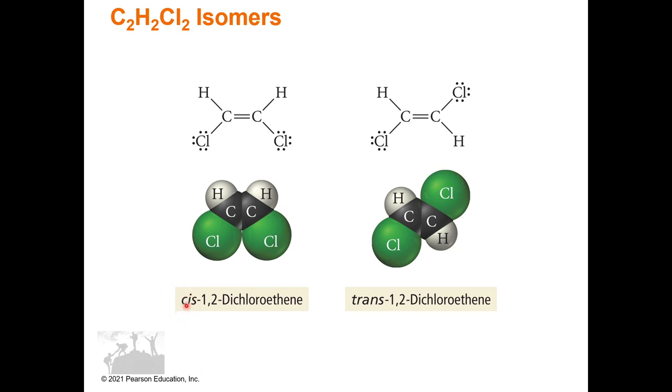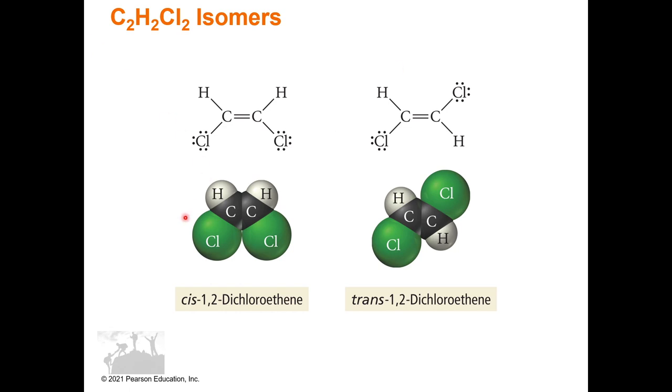So when you see cis, that means the same. In this case, the chlorines are on the same side of the double bond. When you see the word trans, think of across. So here the chlorines are found across or on the opposite sides of the double bond. These two molecules are isomers. Why? Because the atom connectivity is different between these two. These are not resonance structures. Remember, resonance only involves the movement of electrons, not the change in atom connectivity.